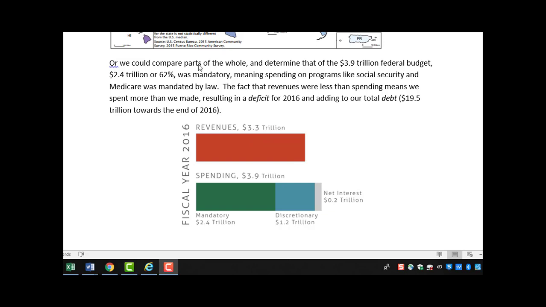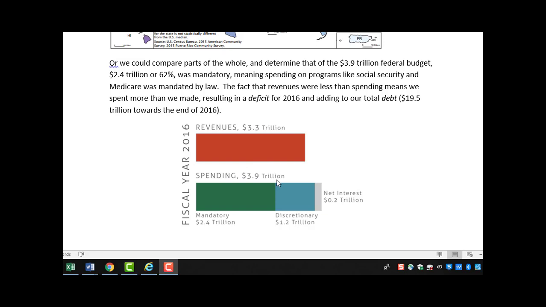Here's another way we compare parts of the whole. This is the United States budget in 2016. Revenues are the money that the government took in with taxes, things like that, mostly taxes, income taxes, business taxes.